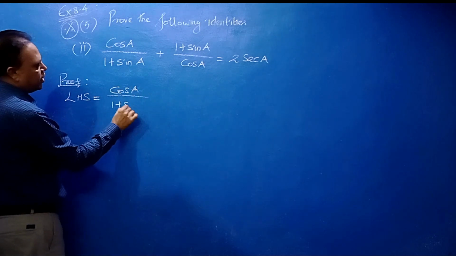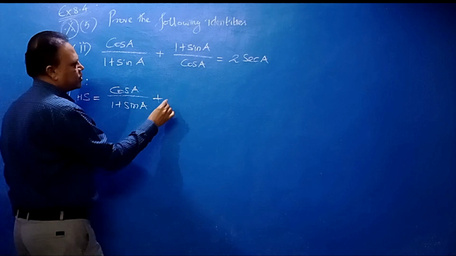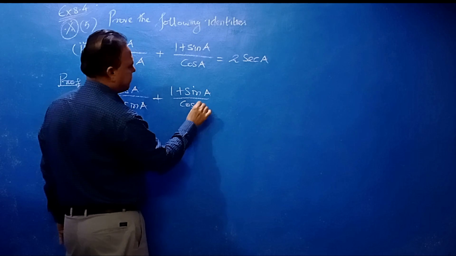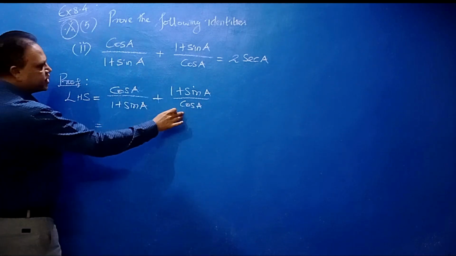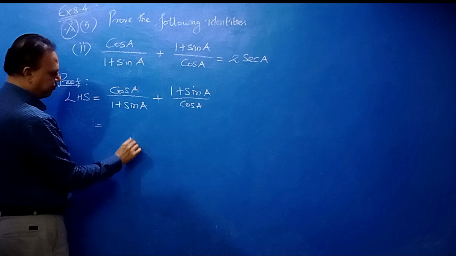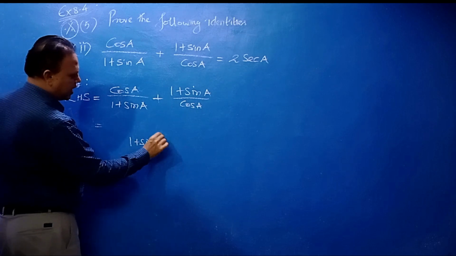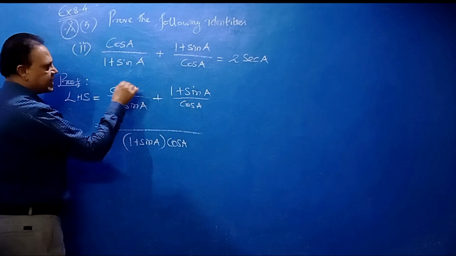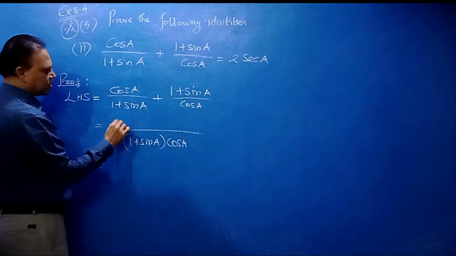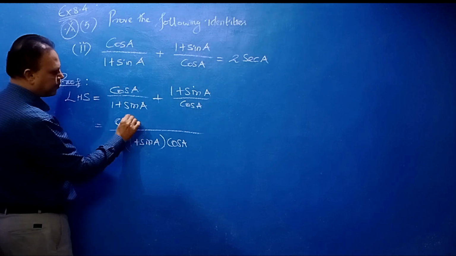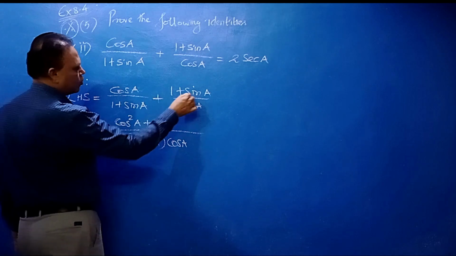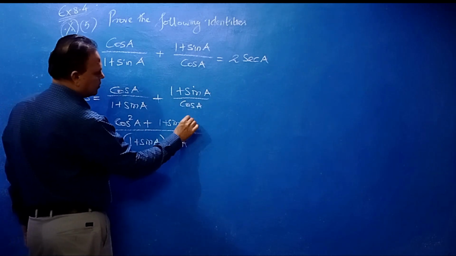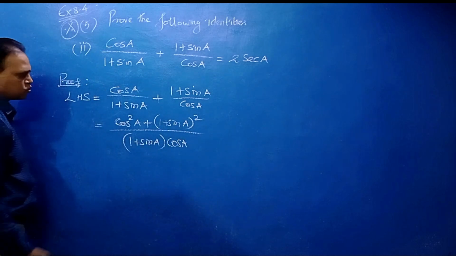cos A by 1 plus sin A plus 1 plus sin A by cos A. Now what you have to do is take LCM, cross multiply both numerator and denominator. cos into cos, cos squared A, plus this one, 1 plus sin A the whole square. Correctly you have to write 1 plus sin A the whole square.